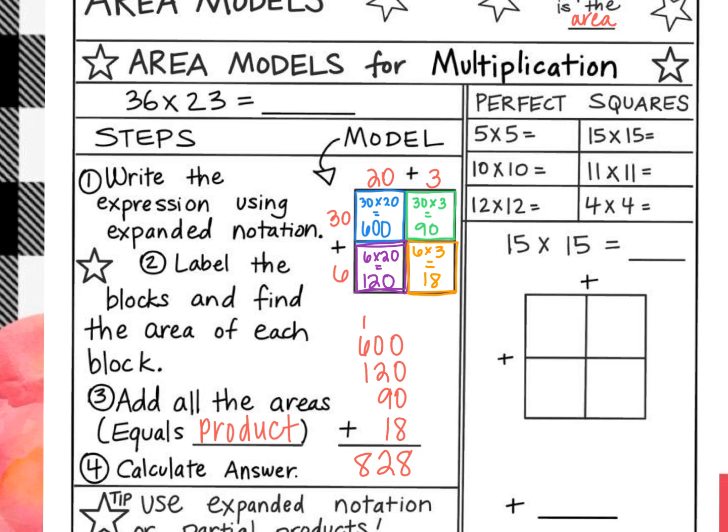Perfect squares are things like 5 times 5, which is 25, or 10 times 10, which is 100. 12 times 12, which is, oh, you guys are so smart. 11 times 11, 121. 15 times 15? More than 100. 225.